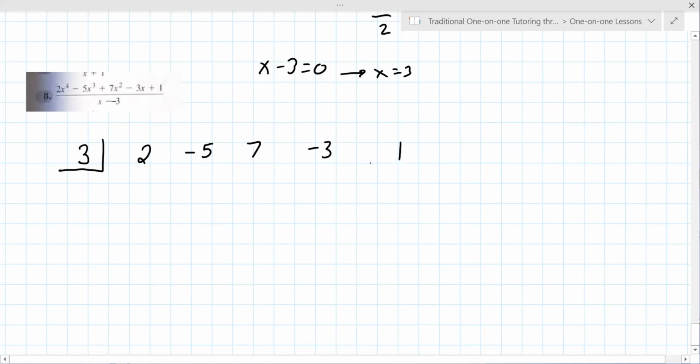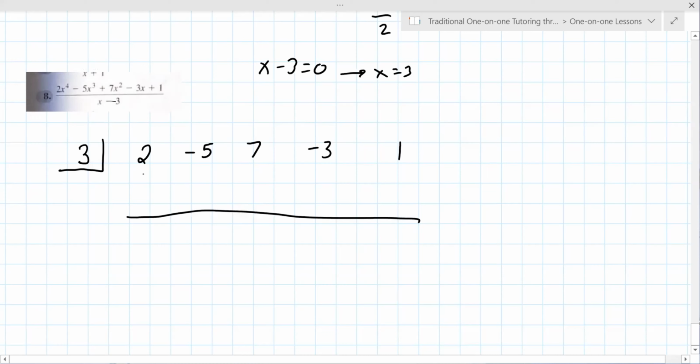Okay, so the number that goes in the box over here is the number that makes this bottom 0. So x minus 3 equals 0, x equals 3. That's why it's in the box there. And then you put the coefficients. If you're missing one, you have to put a 0 there. We aren't missing any, but that's something to think about.